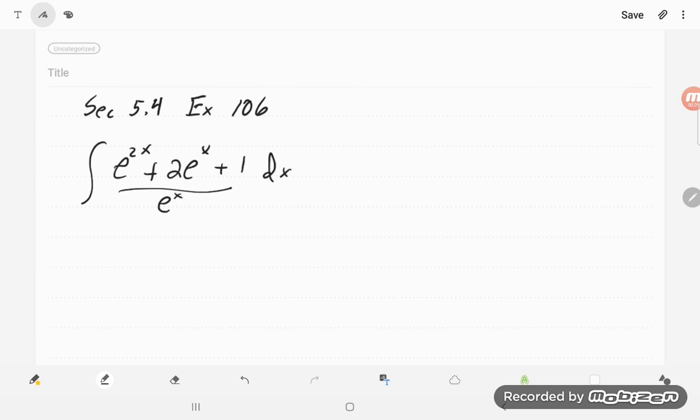This is sort of interesting in a couple of ways. One is, not that I think it would really get me anywhere, but noticing the e to the 2x and then the 2e to the x and the plus 1. Well, e to the 2x, remember that that's e to the x squared. And so that top is actually a perfect square. So the top appears to be e to the x plus 1 quantity squared.